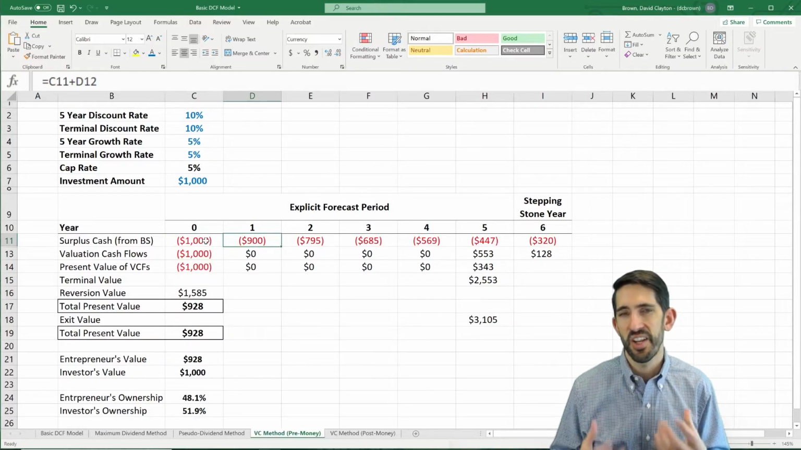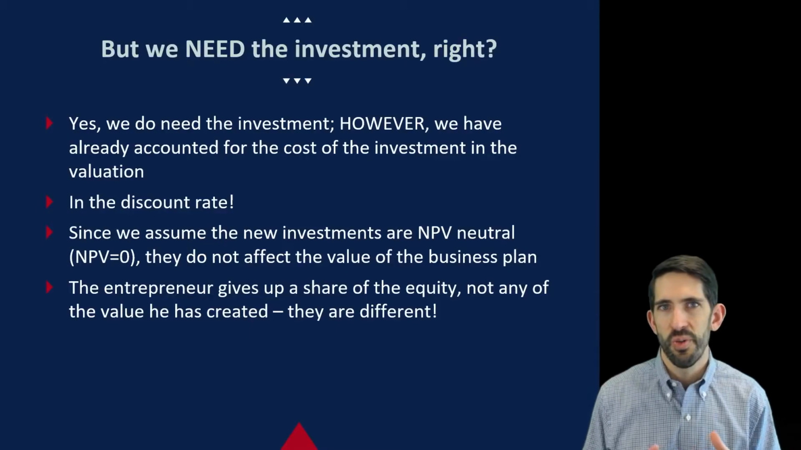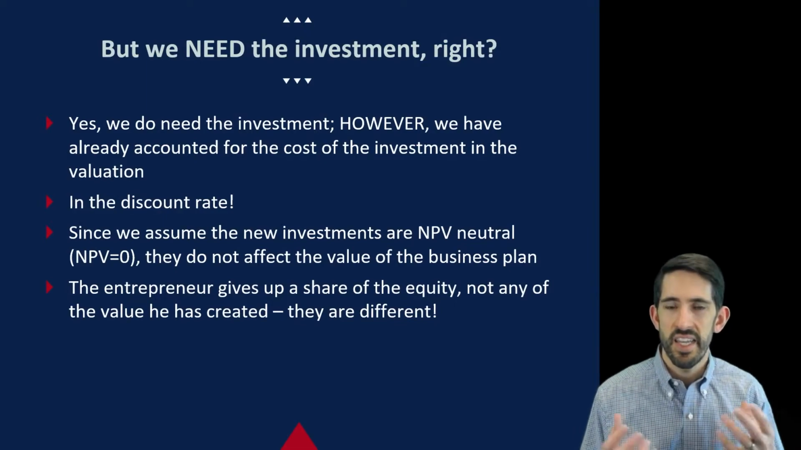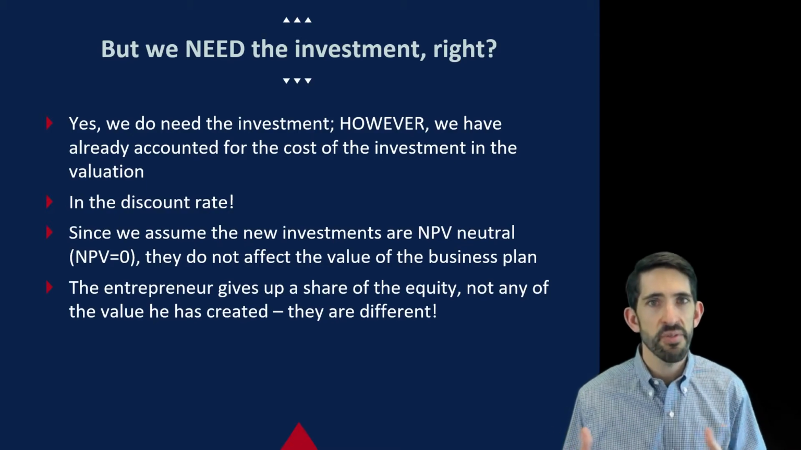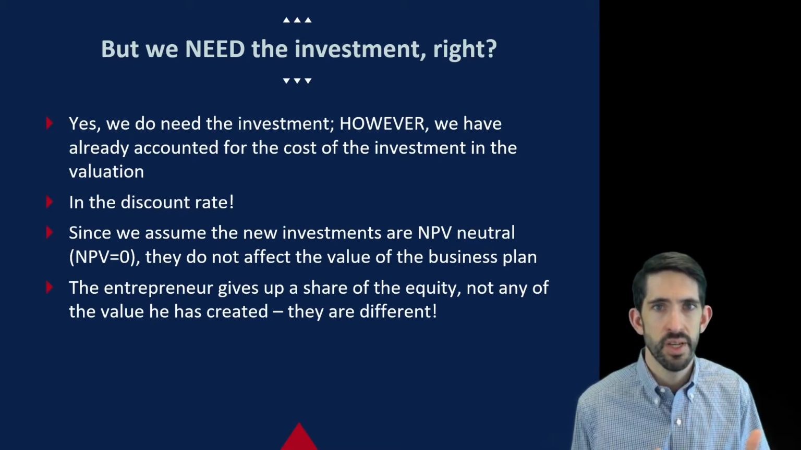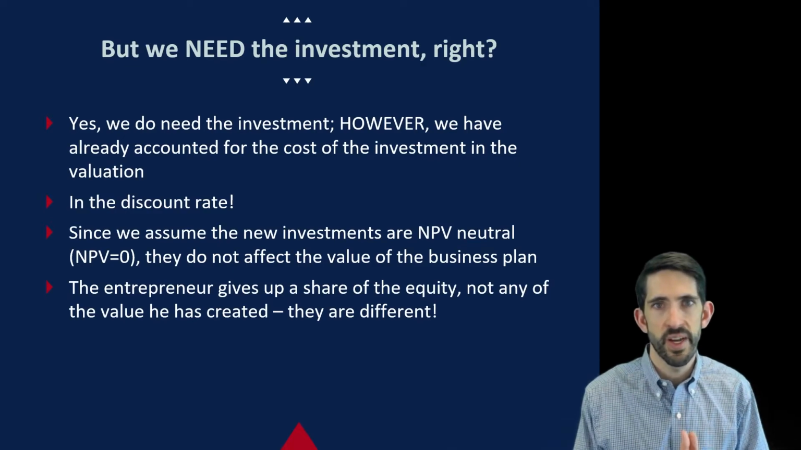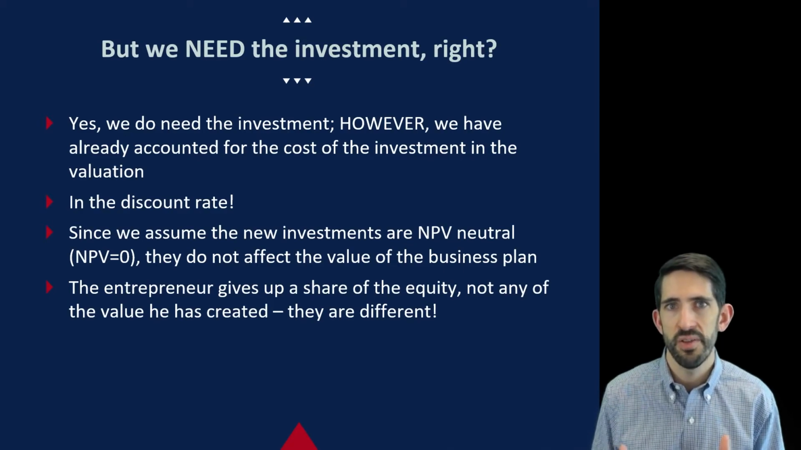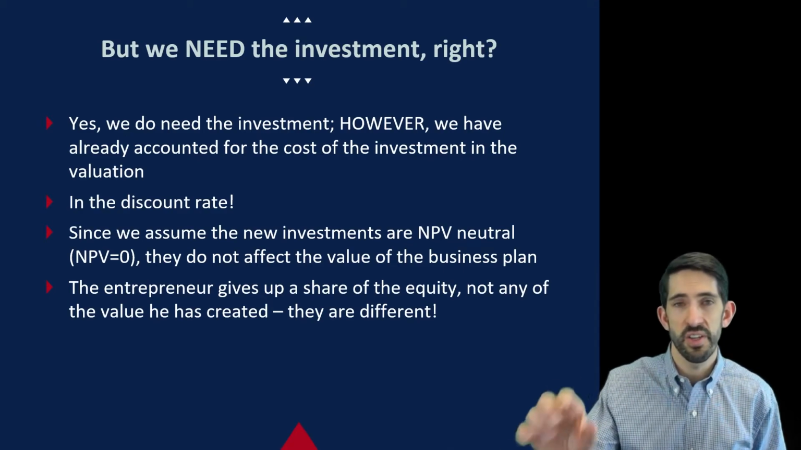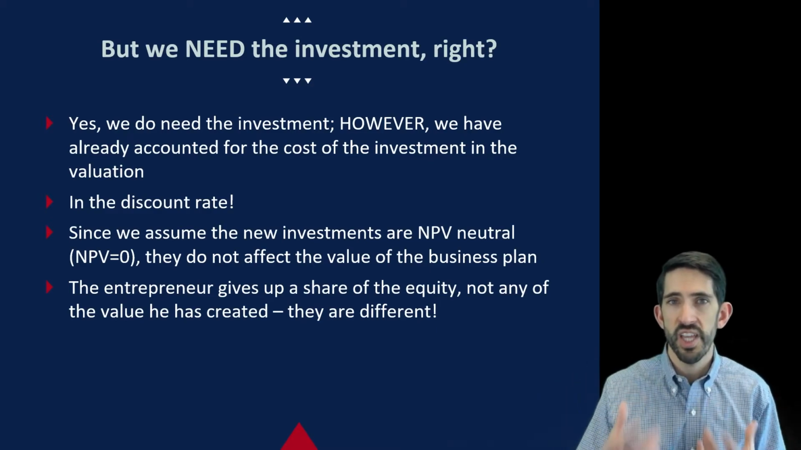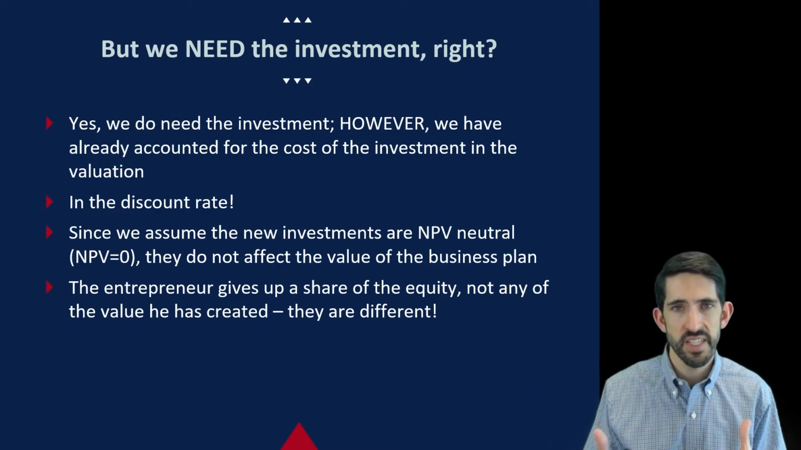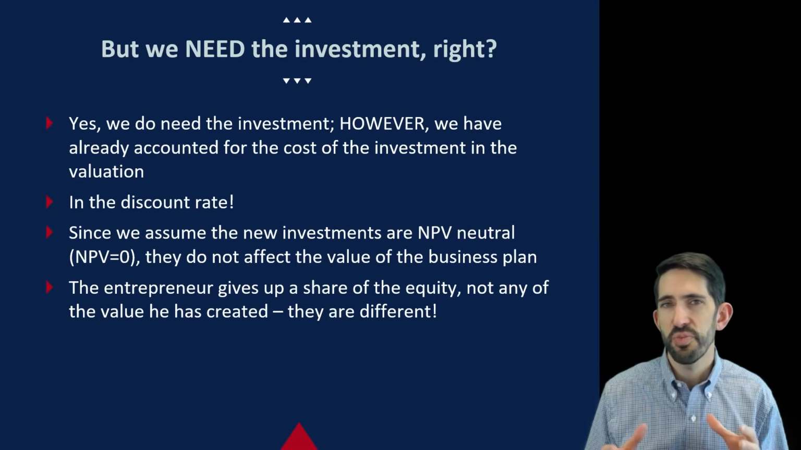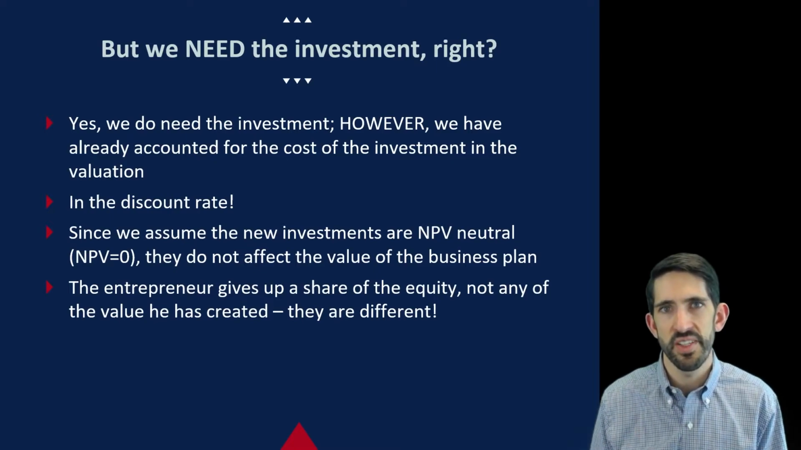So again, you're going to think about this, we need the investment. So why is it okay for us to model it with this pre-money valuation way? Even though we're showing negative values, we're still accounting for that capital and the cost of that capital. We're just doing it through the discount rate, right? That is ultimately where we account for the cost of capital in any valuation model. Whether we've explicitly put the valuation or the investment in there or not, we're accounting for the cost of that investment through the discount rate. And really what's important to remember here is that the entrepreneur is not giving up any of his value when we do this, right?